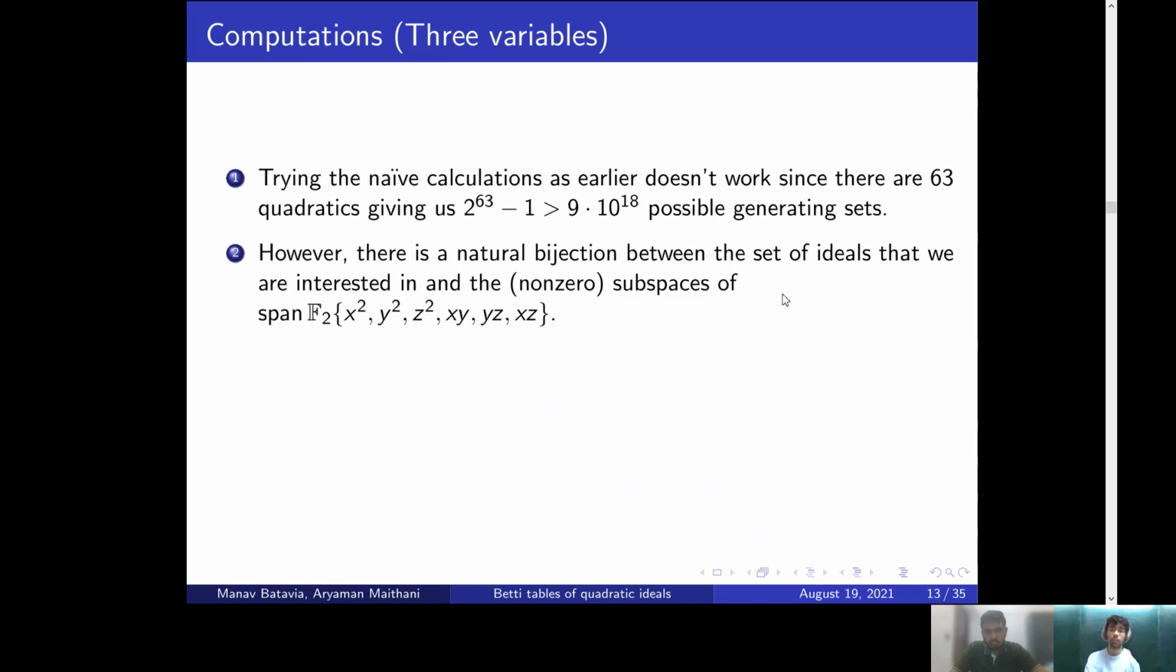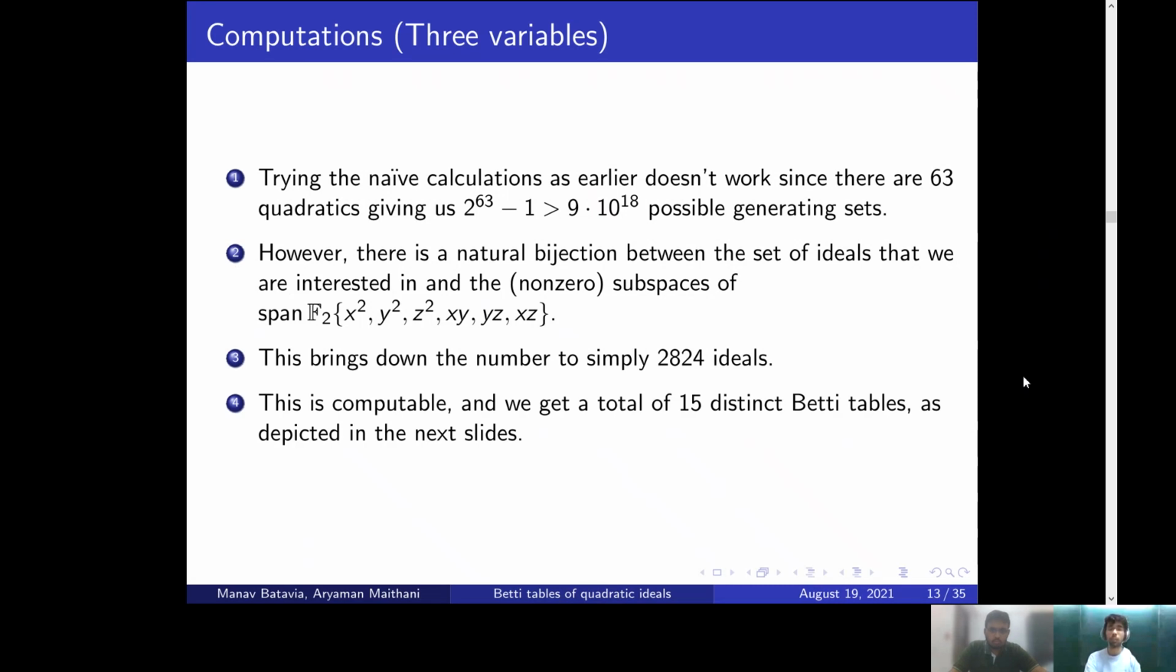These ideals are actually in bijection with the subspaces of this vector space. So this is a vector subspace of the polynomial ring, and we look at its non-zero subspaces. There are only 2,824 such subspaces, so there are only this many such ideals. Now we were able to compute them in Macaulay 2, and we get 15 distinct Betti tables.